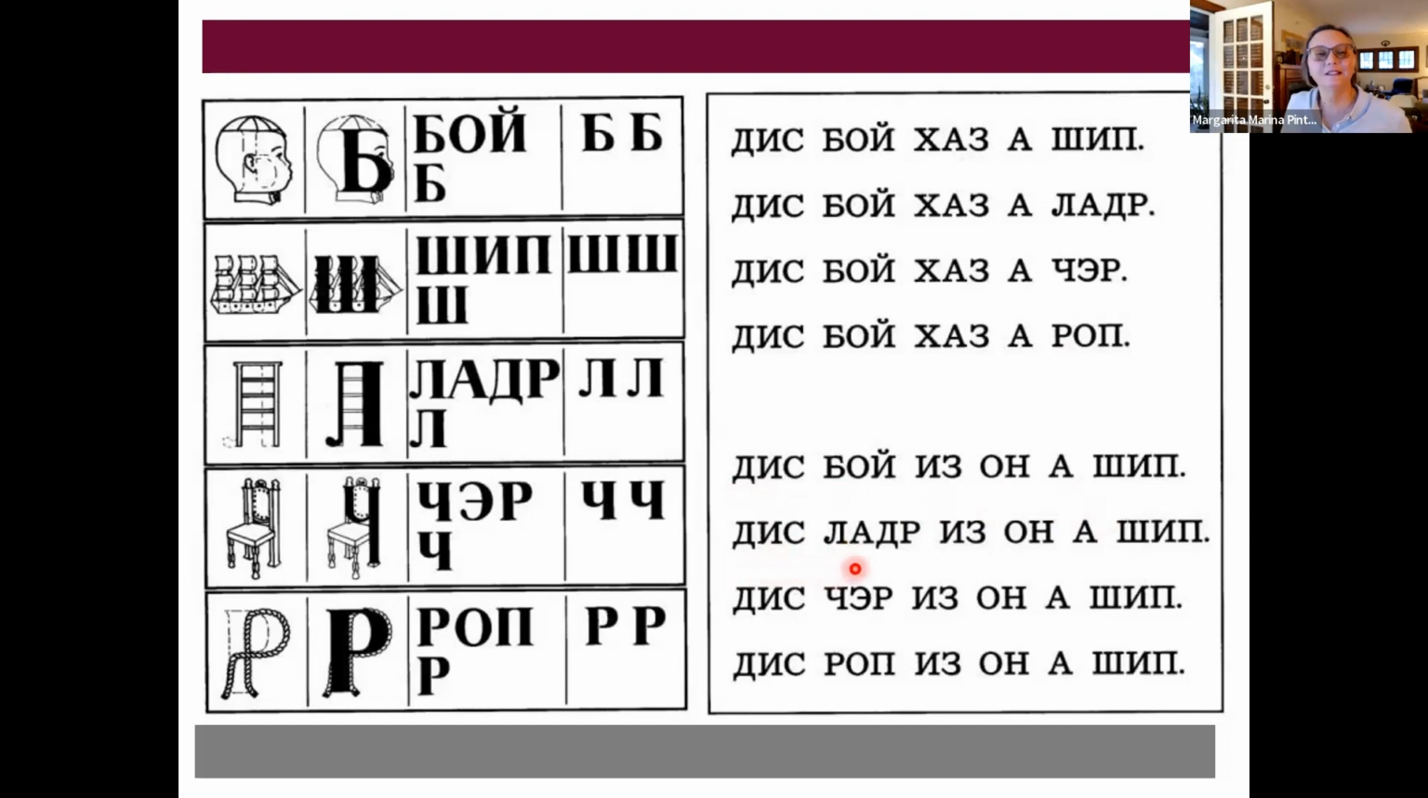This ladder is on a ship. Good. This chair is on a ship. Ship. And the last sentence. This rope is on a ship. Very good. So I'm going to leave this up so you can see what you were able to read.